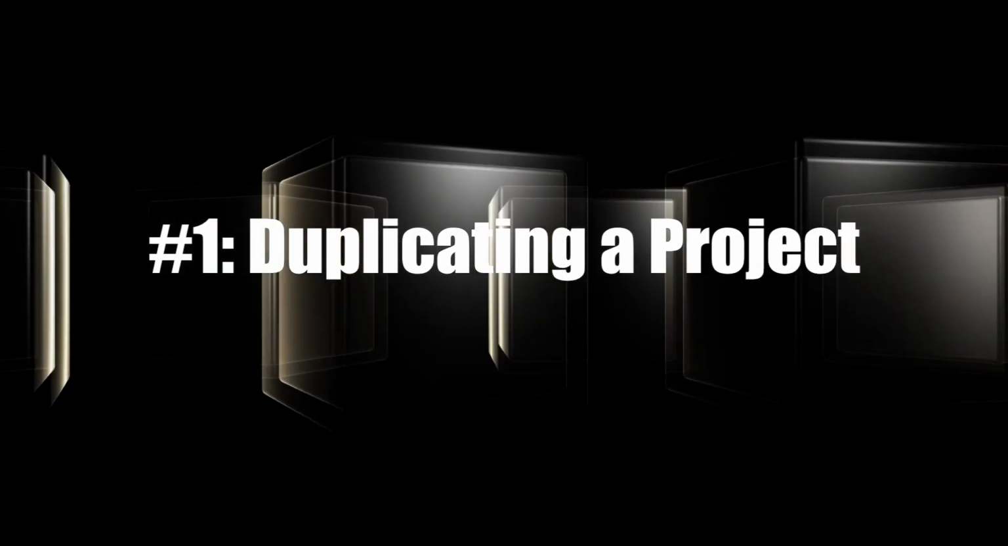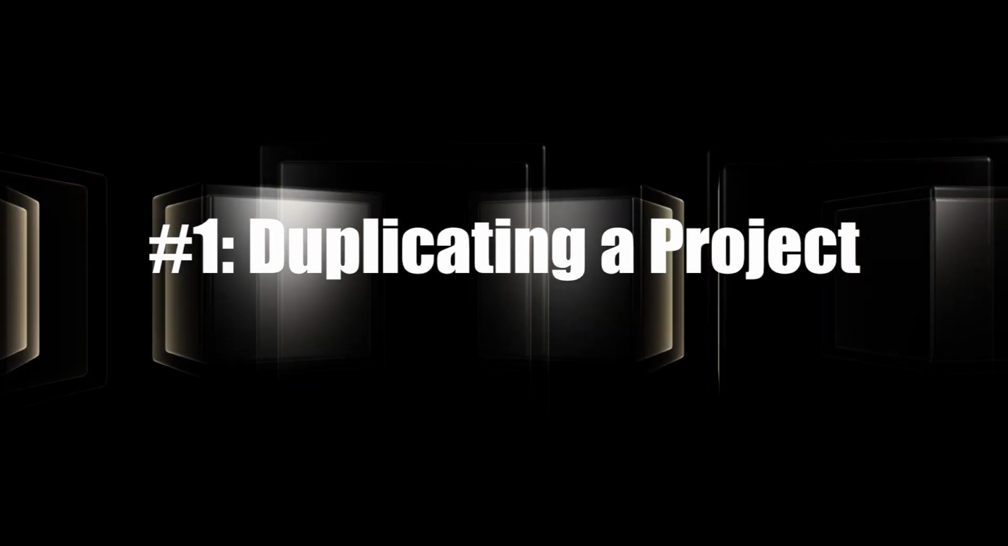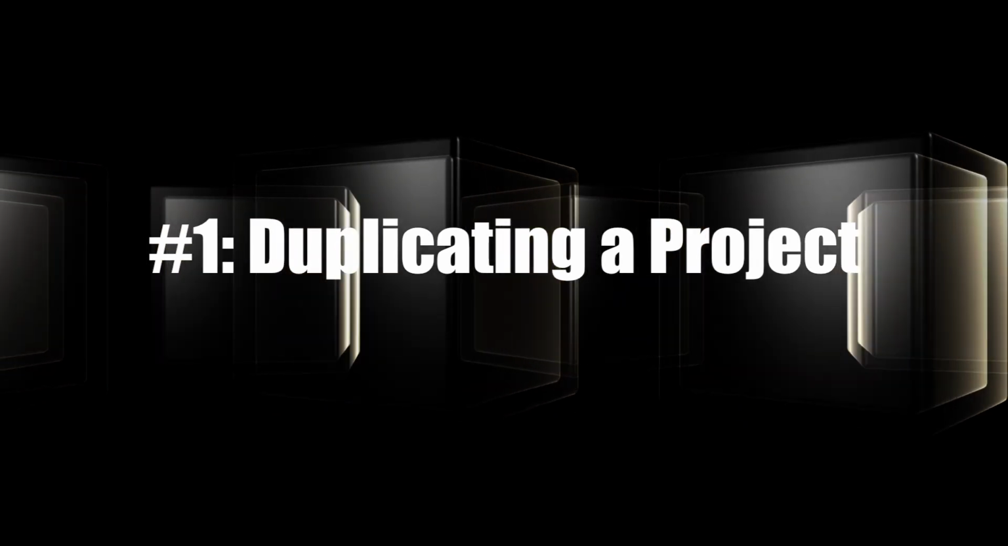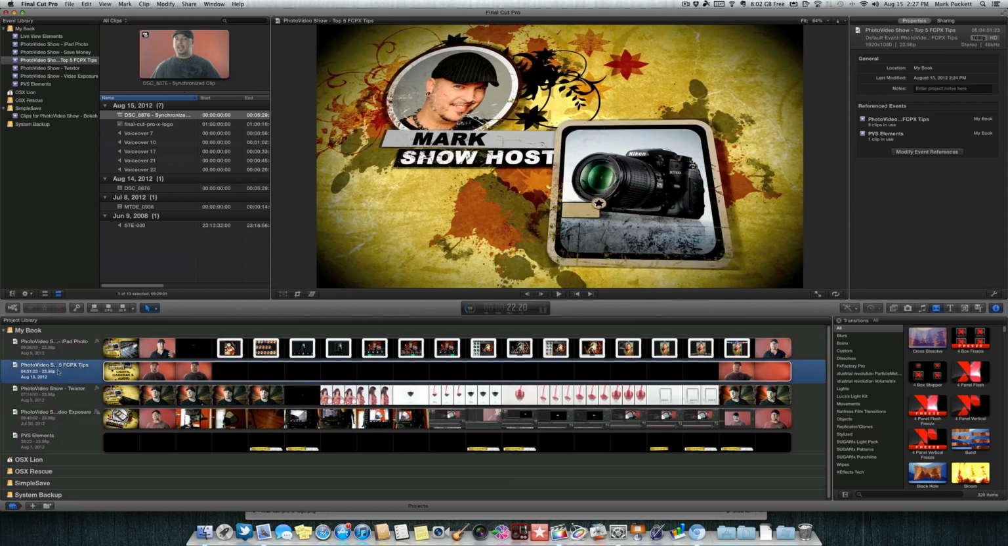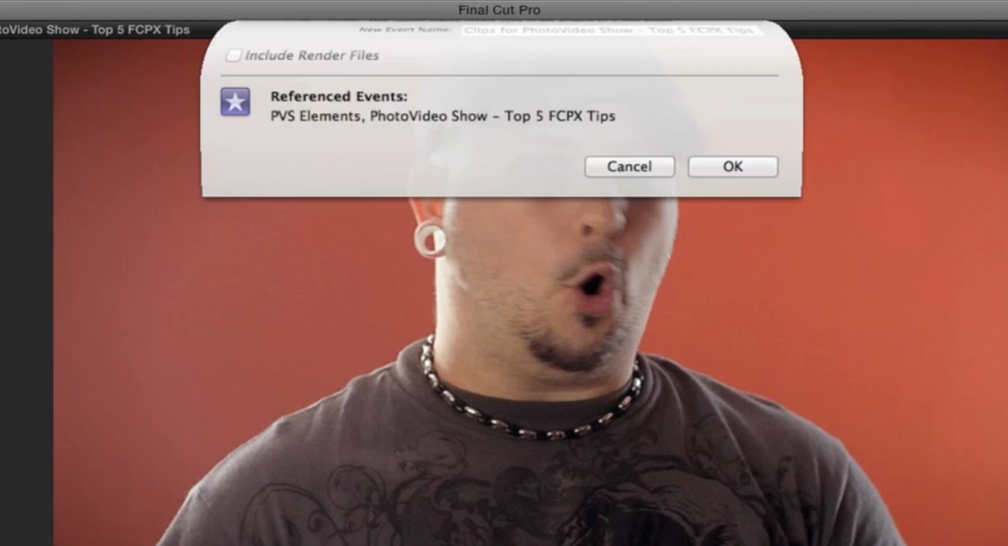Number 1, duplicating a project. Now creating a duplicate of your project in Final Cut Pro 10 will confuse a few, mainly because most people are used to seeing a save as item in the file menu. Well, because Final Cut Pro doesn't have that, we have to find another solution.